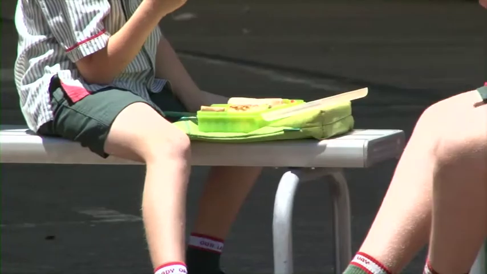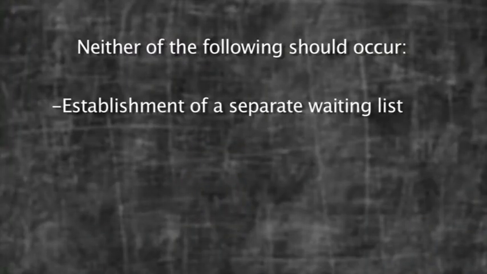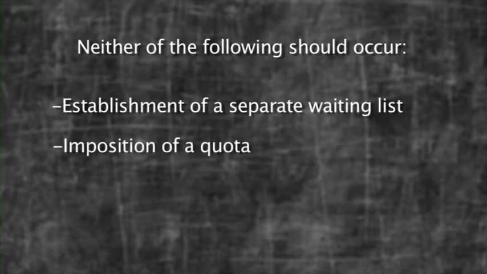The management of a waiting list is one area where all students should be treated in exactly the same way. Neither of the following should occur: the establishment of a separate waiting list for students with disability, nor the imposition of a quota on the number of students with disability that a school will enrol. Each of these approaches to enrolment management is potentially direct discrimination and unlawful.